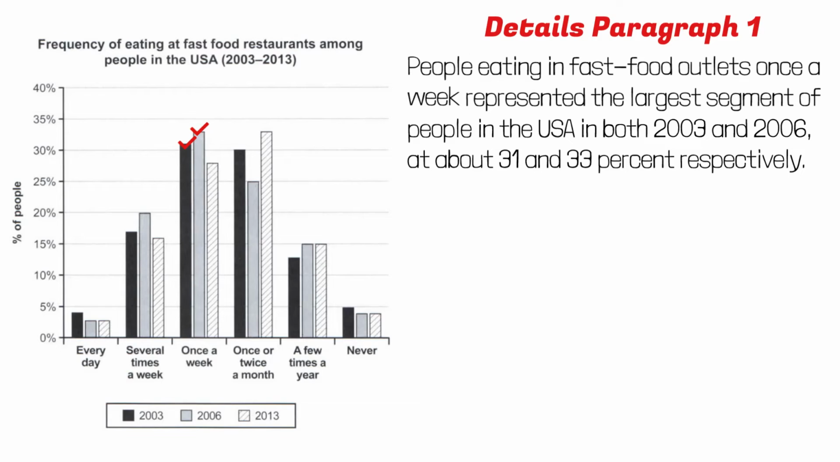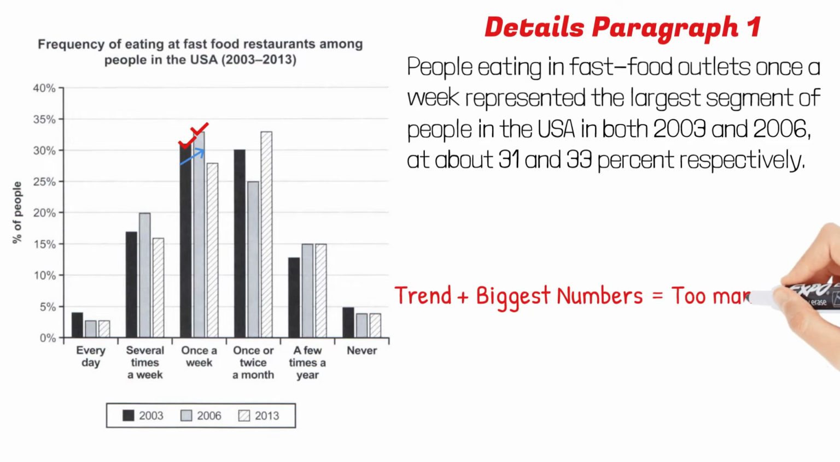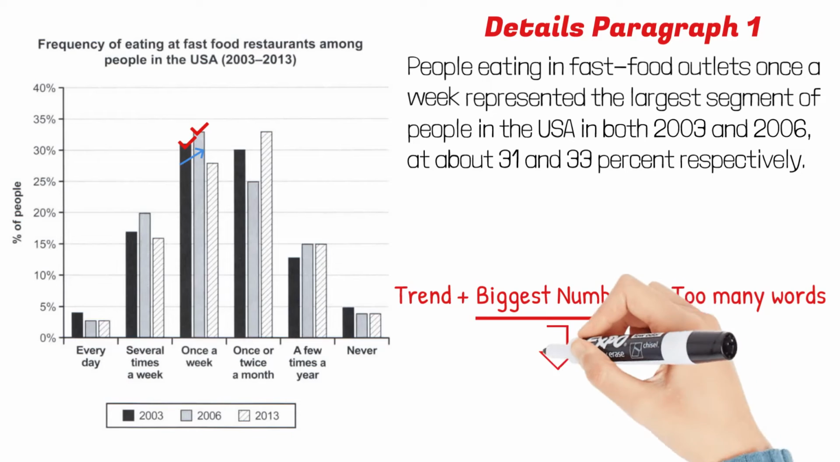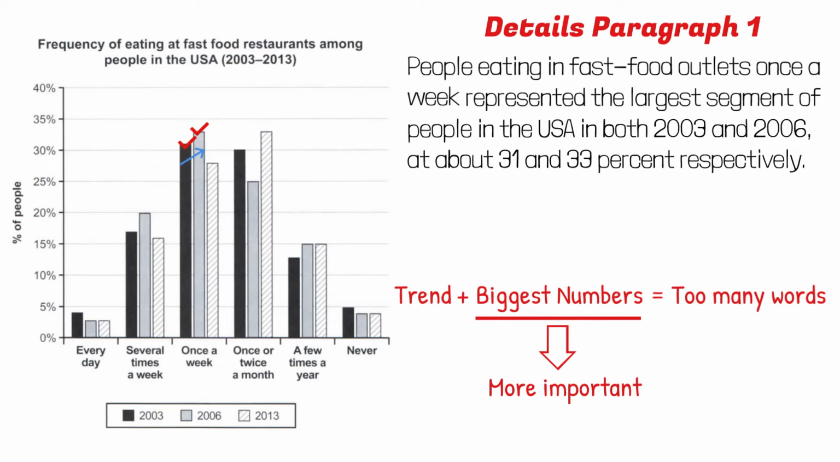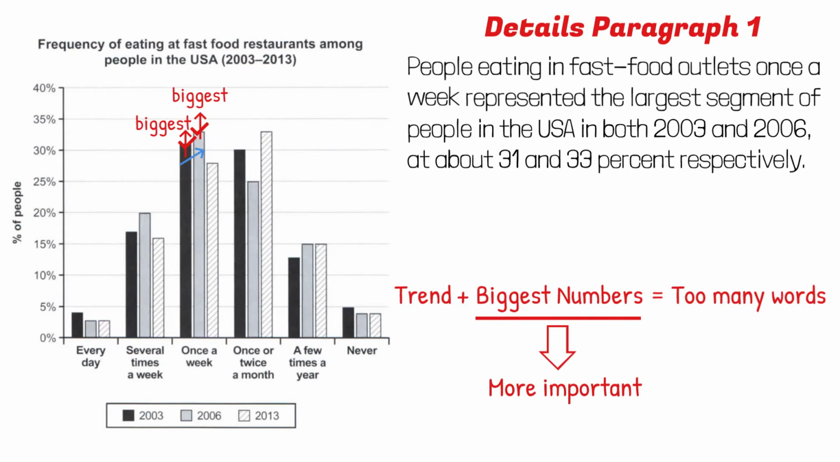Some people may want to describe the upward trend between the 2 years. You have to make a choice. There are so many numbers in this chart. If you describe the upward trend and also say these 2 numbers are the biggest, you will end up writing too many words. You have to decide which feature is more important. I personally think being the biggest is a more important feature. I think what matters is that this category was the biggest in 2003 and 2006, but decreased in 2013.